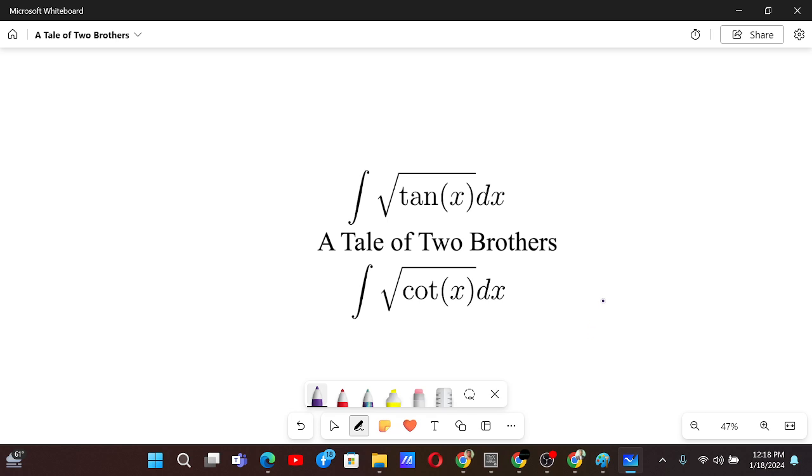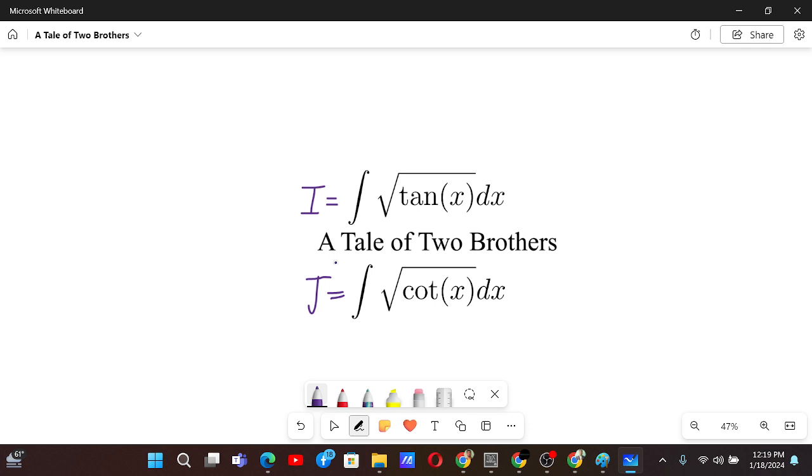Once upon a time, there were two brothers, integral root tan x dx and integral root cot x dx. Their names were I and J. So now, in this video, we are going to solve these two integrals.